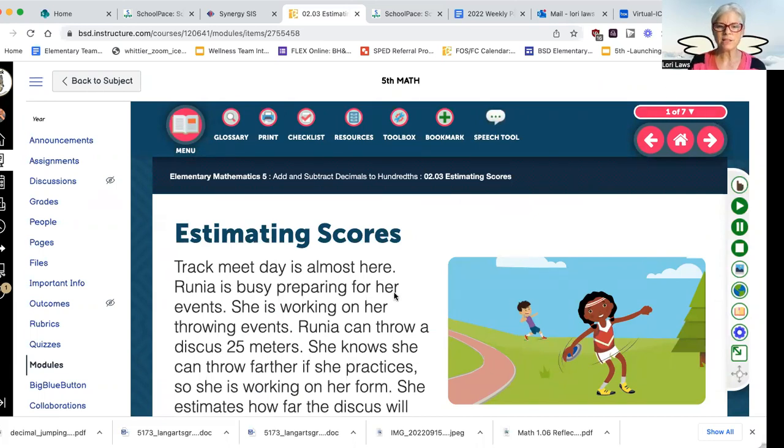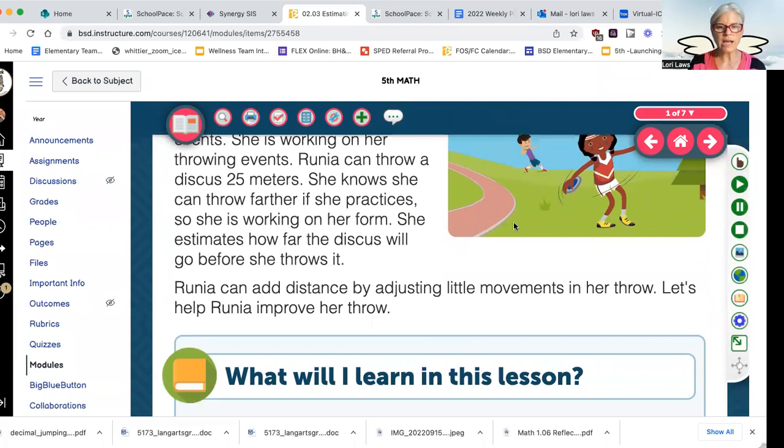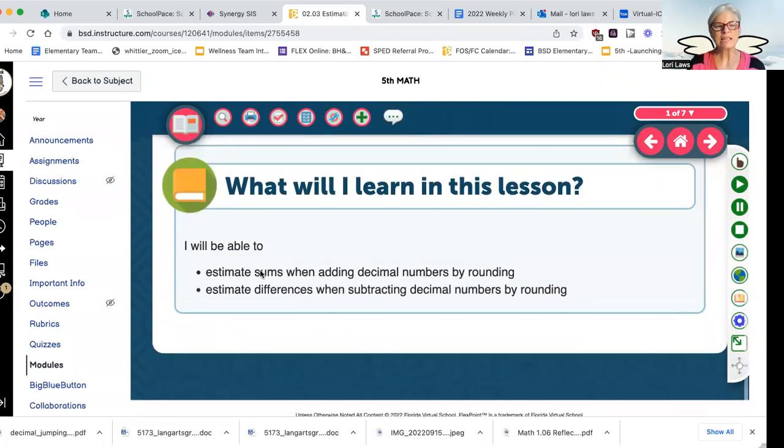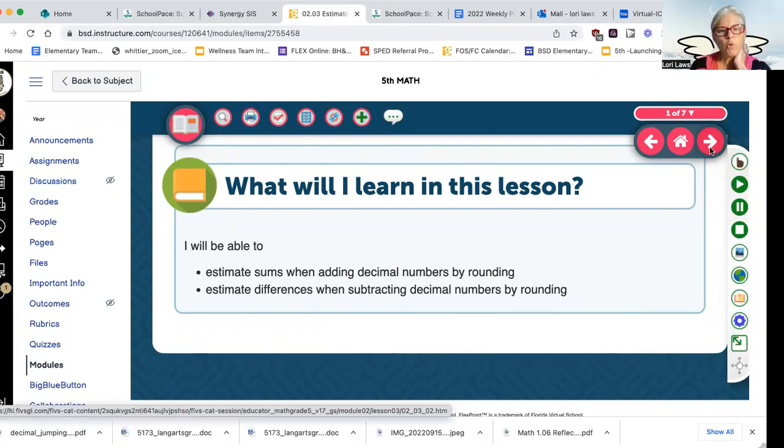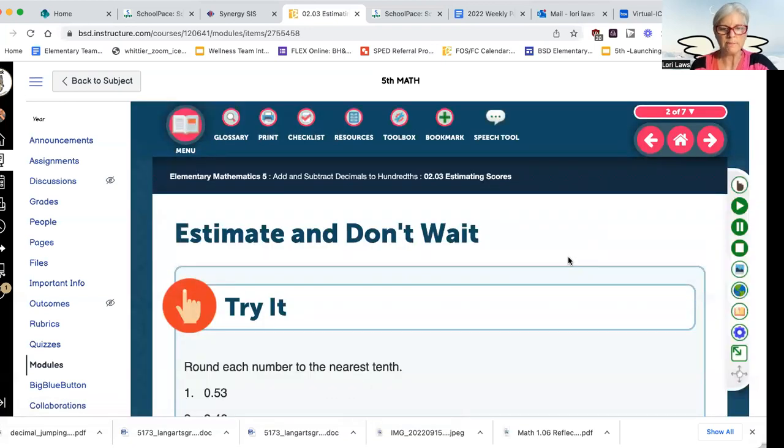It's got 7 pages. The first page is talking about Runya and her track meet again, and telling you that you're going to learn to estimate sums, or the answer to an addition problem, by rounding, and estimate differences by rounding. And we were just talking about how at the Olympics, people don't win by whole meters. They win by like centimeters more. So you have to be able to use decimals because in a lot of life, things aren't whole numbers.